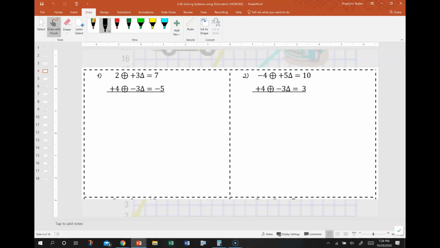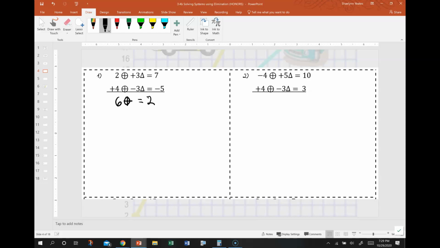So right here, I've got 2 weird circle thing plus 4 weird circle thing. So I would get 6 weird circle thing. Then I've got 3 triangles minus 3 triangles. I have no more triangles. Equals 7 minus 5 is 2.